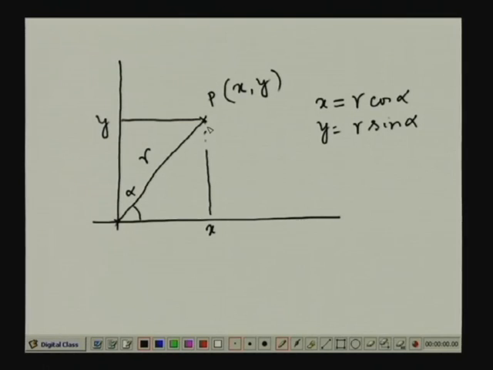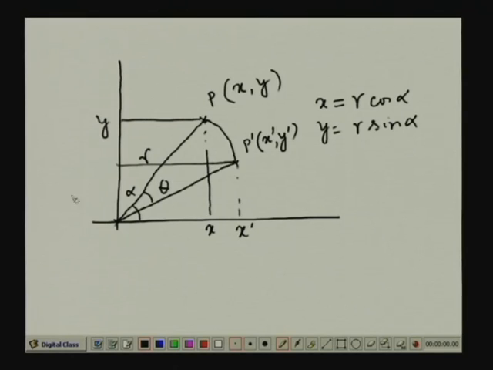Now, suppose I want to rotate this point P by an angle theta in the clockwise direction. The new position of P will now be P prime, having the coordinate location x prime and y prime, and the angle of rotation is theta. So, our job is to find what these coordinate points x prime and y prime will be.